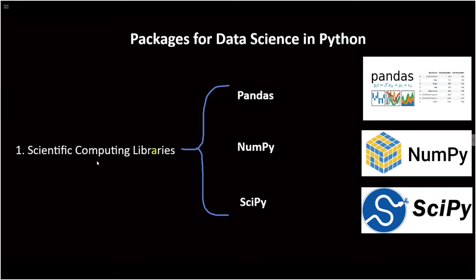The first group is called scientific computing libraries. Pandas provide a data structure as well as methods for data manipulation and analysis. It allows for quick access to structured data. A data frame is a two-dimensional table with column and row labels that Pandas uses as its primary instrument. It's made to make indexing as simple as possible.